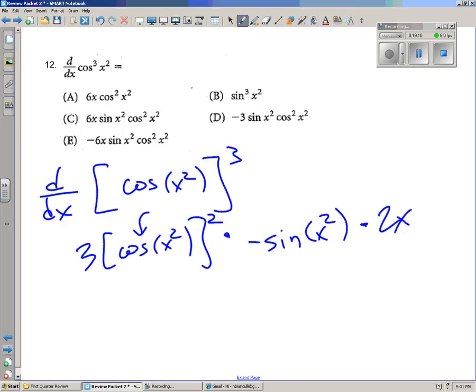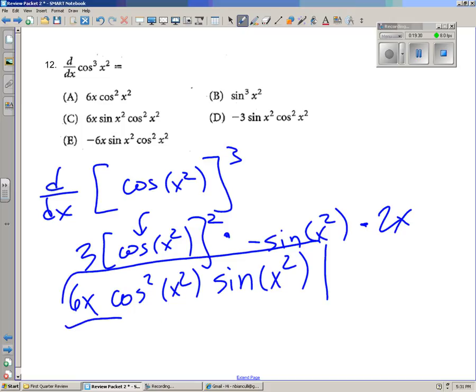So altogether here we have a -3 times 2, which is -6. We have the x lingering around. And we have cosine squared of x squared times sine of x squared. Which this looks an awful lot like, which choice? Oops, it's -6x, sorry. -6x sine x squared cosine squared of x squared is the best choice, choice E.